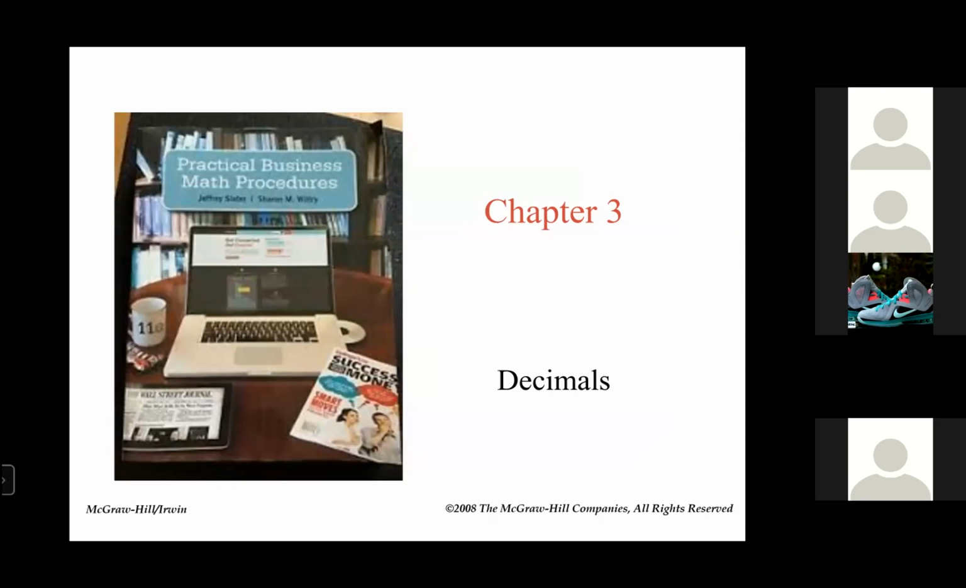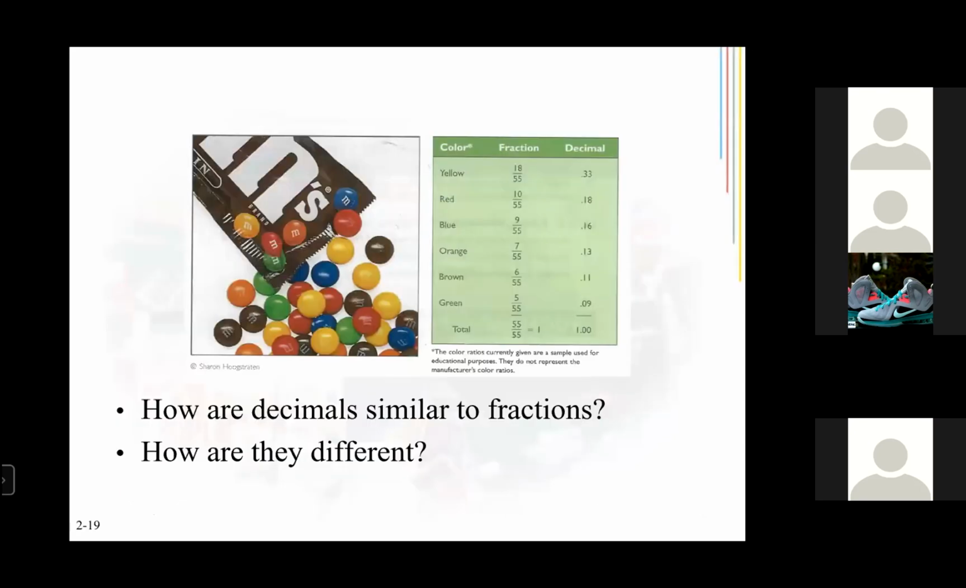So now the next part of the lesson is chapter 3 on decimals. And with decimals, there are some similarities between decimals and fractions. Decimals and fractions are basically ways of doing the same thing. So I think at the beginning you said that you use the fraction to represent a portion.